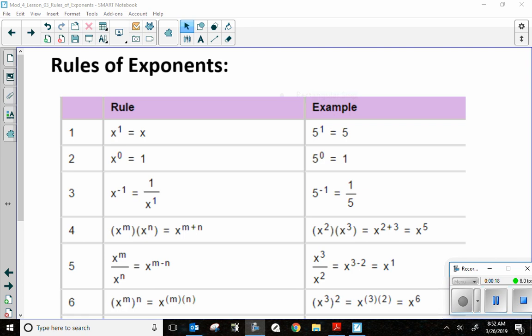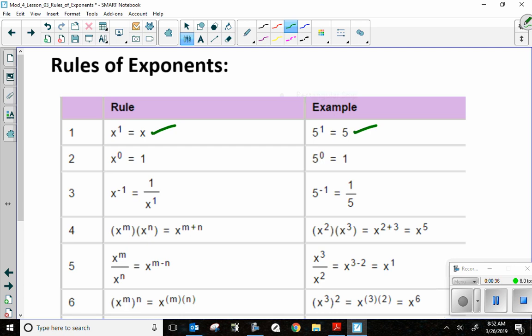Let's first go over the rules of exponents, okay? And some examples here. Now, I'm going to go over this kind of quickly because this should be known. This is Algebra 1 stuff. All right? Now, anything to the power of 1 is itself. Okay, 5 to the power of 1 is 5.